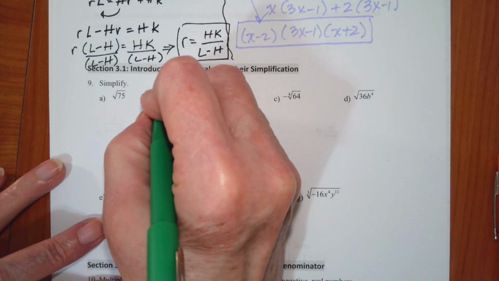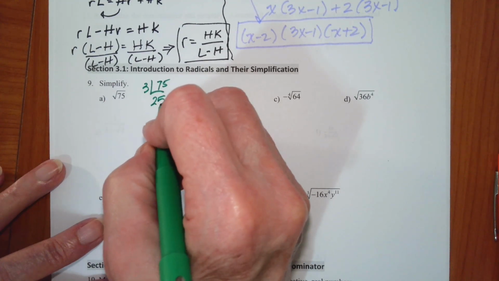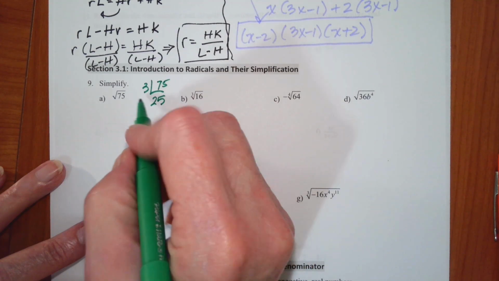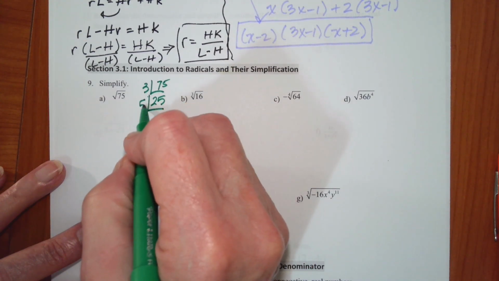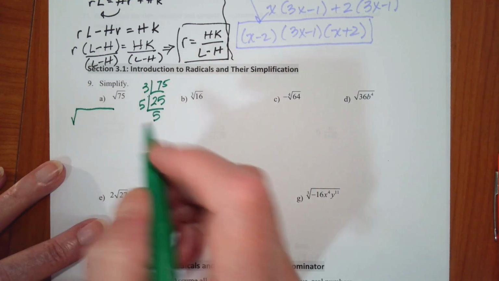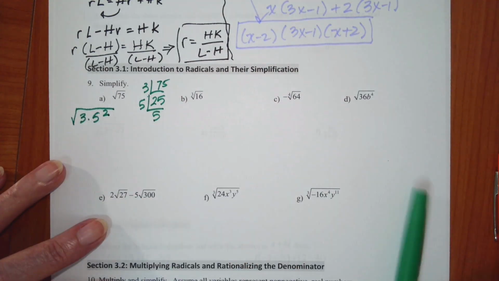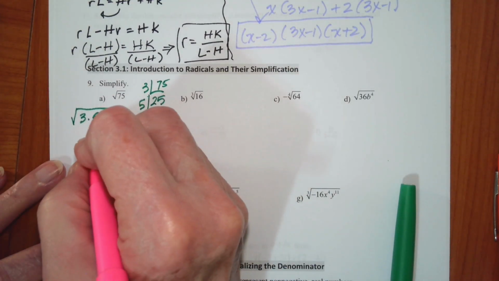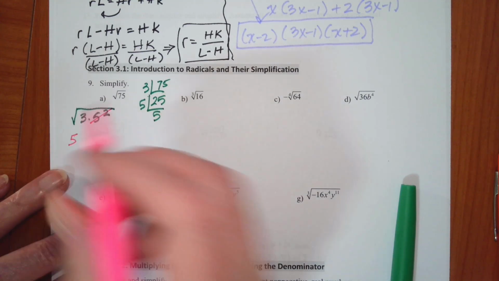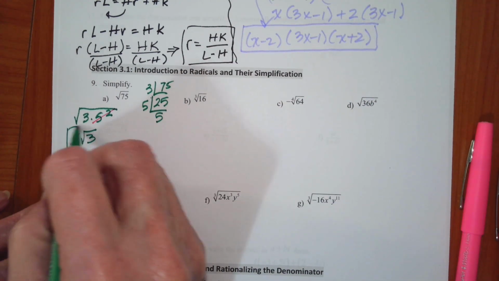Okay, so 75 is divisible by 3, which gives us 25. Now, if you recognize 25 as a perfect square, that's fine. Or you can continue to break it down into 5 times 5. So this becomes the square root of 3 times 5 squared. Well, the square root of 5 squared is just 5, and I'm left with the square root of 3. And there's my answer.